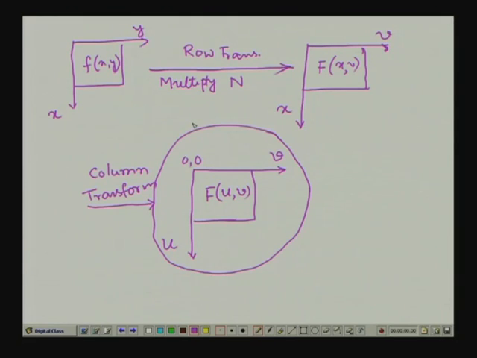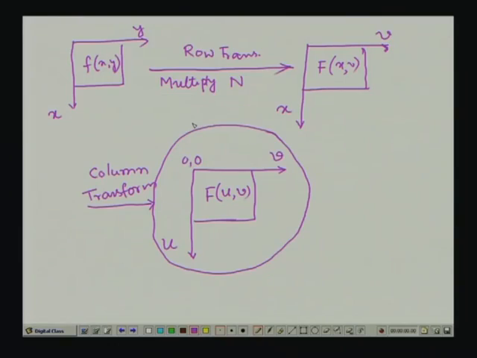So, given an array F(u,v), we can do first inverse Fourier transformation of every row, followed by inverse Fourier transformation of every column, and that gives us the final output in the form of f(x,y), which is the image array. So, this is the advantage that we get because of the separability property of the Fourier transformation. The second property that we have discussed in the last class is the translation property.